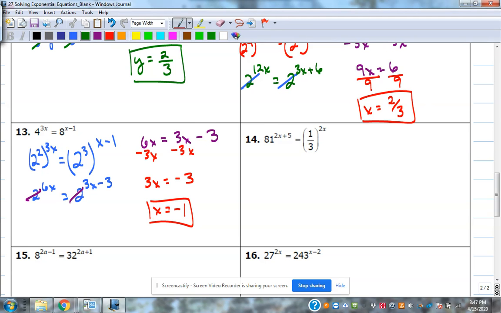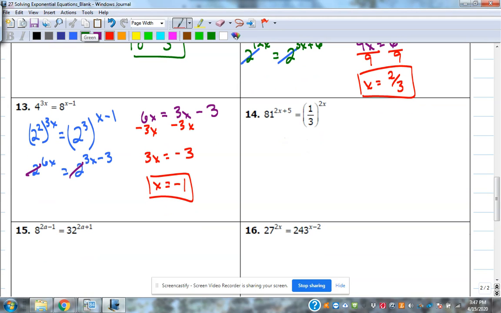Okay. Number 14 gets a little bit more difficult. Anytime they throw fractions in there, it looks a little tougher. But this one made it a little easier because 1/3 is easy to change. It's 3 to the negative 1. So if I change that base to a 3, I think I've got to change the 81 to a 3, and it's 3 to the 4th.